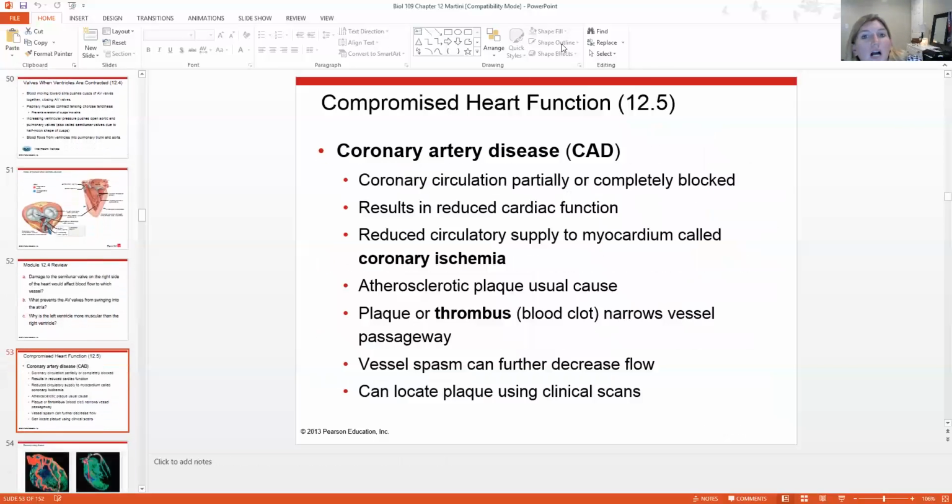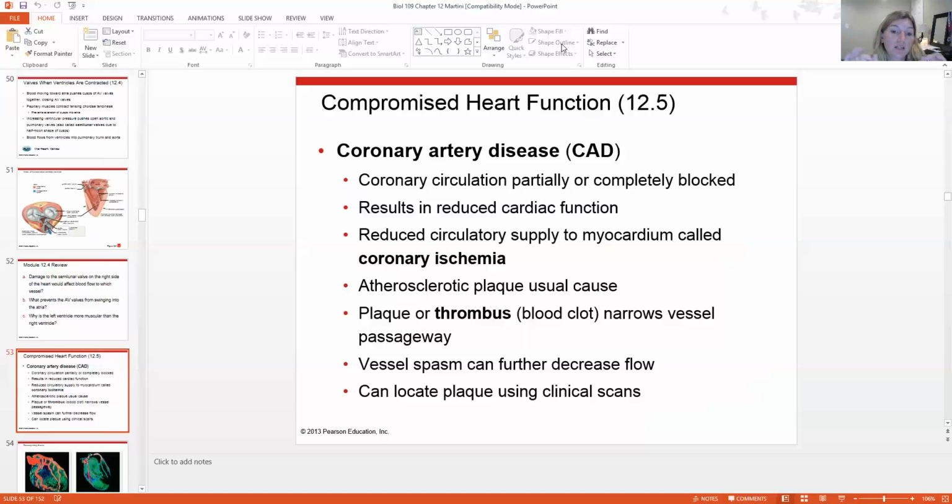So let's talk about compromised heart function. Coronary artery disease would be when the coronary circulation is completely or partially blocked. It results in reduced cardiac function. Reduced circulatory supply to the myocardium is called coronary ischemia. And atherosclerotic plaque is usually the cause, some type of blockage, a plaque, cholesterol buildup, etc.